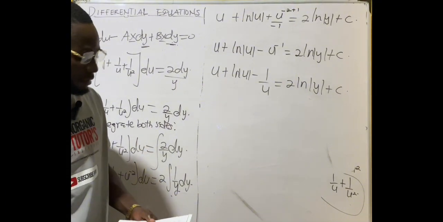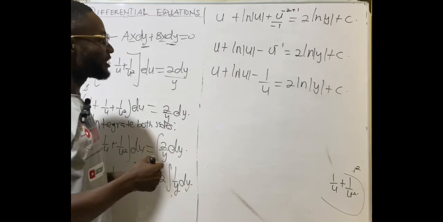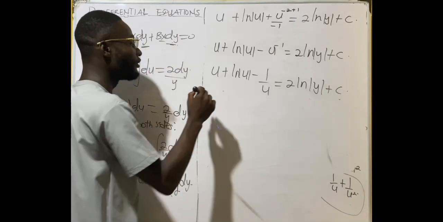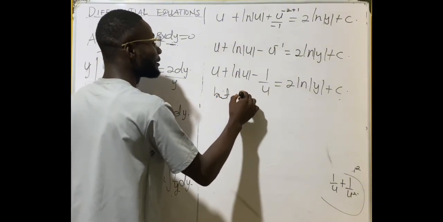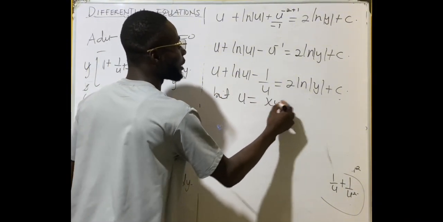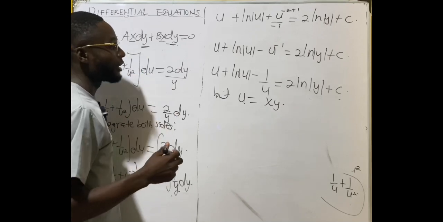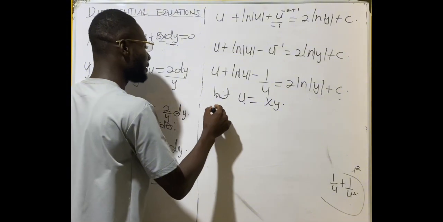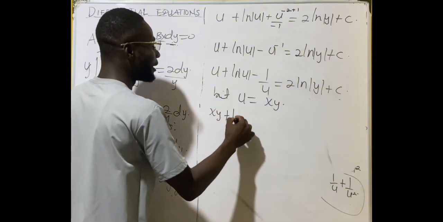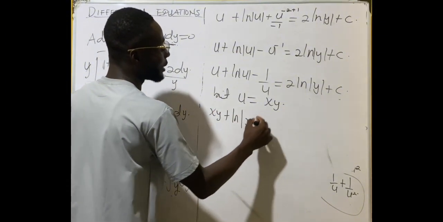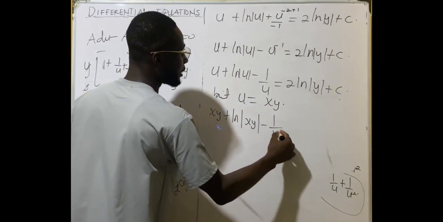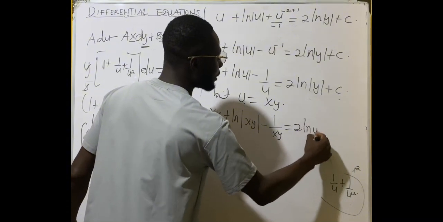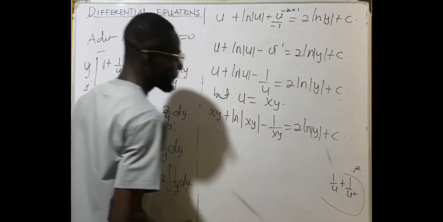Yeah, this is what we are having. So this is our general solution. But don't forget that u is equal to what? xy, from our earlier definition. We said that u should be equal to xy. So we're going to say that xy plus ln of xy minus 1 over xy should be equal to 2 ln y plus c.